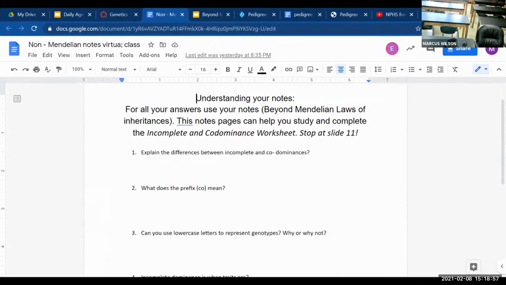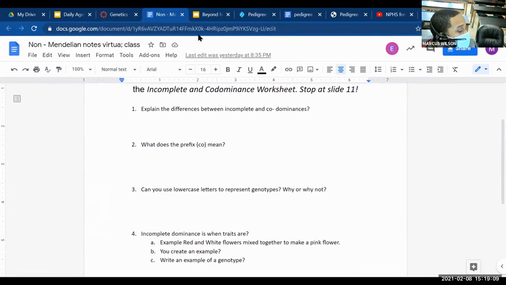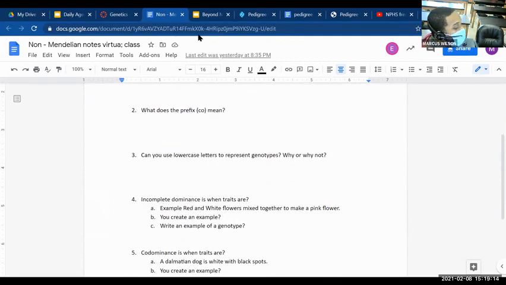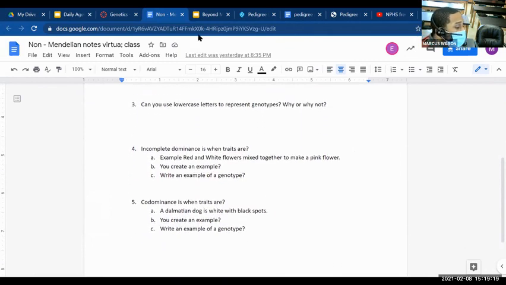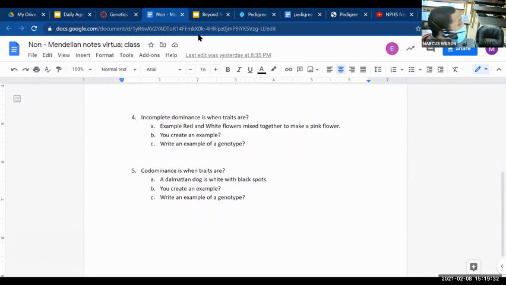Okay. So make sure that you use the notes page. It stops at slide 11, so you're going to use slides 1 through 11 to answer the questions. Number 1 says, what's the difference between incomplete dominance and codominance? Number 2, what does the prefix co mean? Number 3, can you use lowercase letters to represent genotypes, why or why not? Number 4, incomplete dominance is when traits are blank, blank, blank. And then what's your example? So you're going to create your own example, and then write an example of a genotype and do the same thing for codominant.